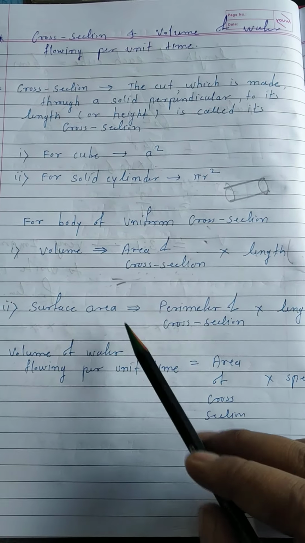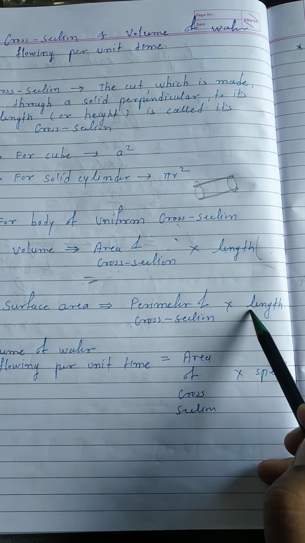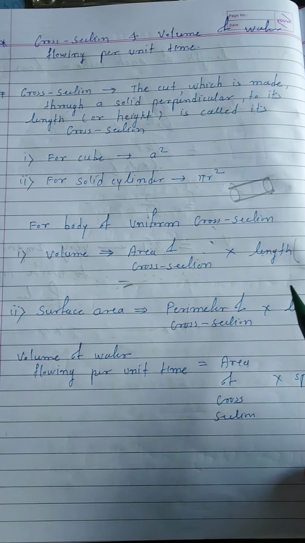Now how to calculate the surface area? Perimeter of cross section and its length. Perimeter of cross section and its length.